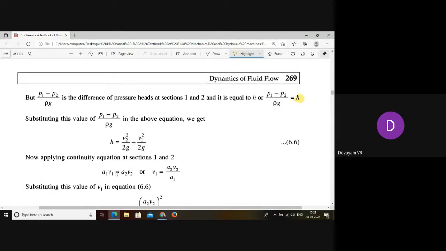Now take the continuity equation. So what is the continuity equation? A1 V1 is equal to A2 V2. Isn't it? The continuity equation is nothing but A1 V1 is equal to A2 V2.